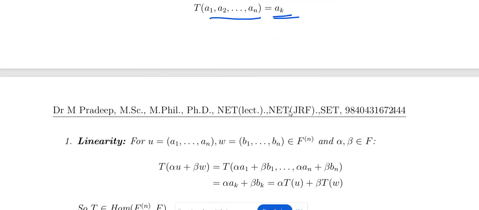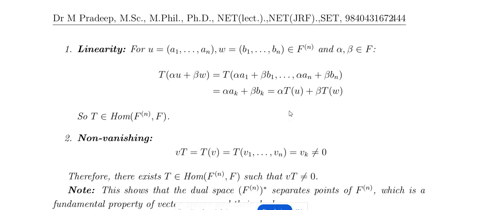And this satisfies the linearity property. Yeah, t of alpha u plus beta w, that is alpha ak plus beta bk. So that means ஹோமோமார்ஃபிசனுடைய ரெண்டு கண்டிஷனும் இதில் சாட்டிஸ்ஃபை ஆகுதுன்னு அர்த்தம். ஹோமோமார்ஃபிசனுடைய u plus v and alpha u ரெண்டு கண்டிஷனும் சாட்டிஸ்ஃபை பண்றது தான் லீனியாரிட்டி ப்ராப்பர்ட்டின்றது. அதனால தான் t belongs to ஹோமோமார்ஃபிசம் f power n comma f ன்னு எழுதுகிறோம். And vt ன்றது that is t of v, and t of (v1, v2, ...), this is equal to vk. vk is also not equal to 0. So t belongs to homomorphism f power n comma f.